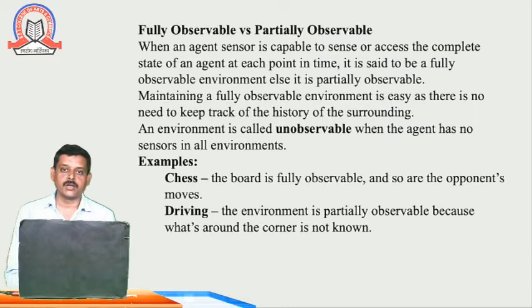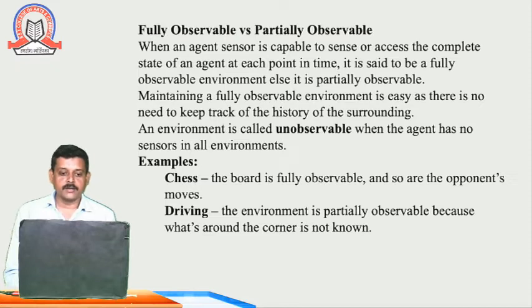For example, if we take the example of a chessboard, the board is fully observable. An agent or a player who is playing can observe the complete board and decide their moves accordingly. The opponents can move.